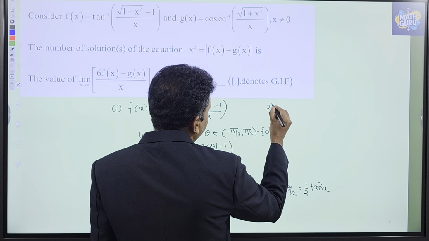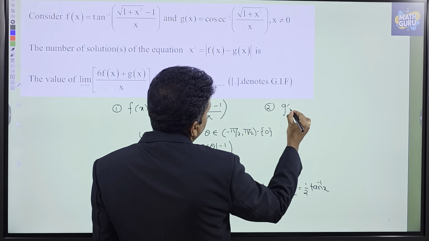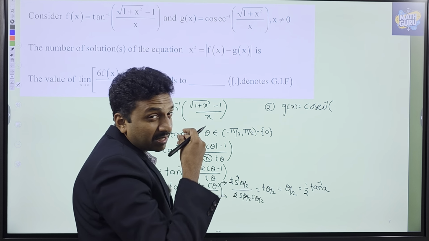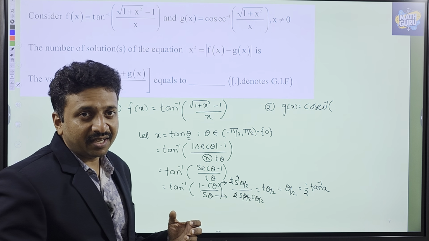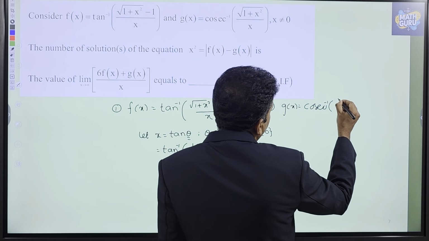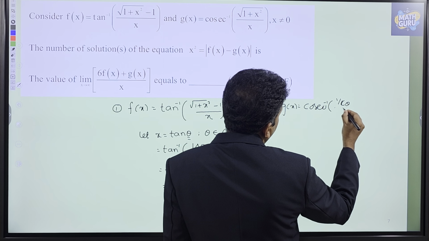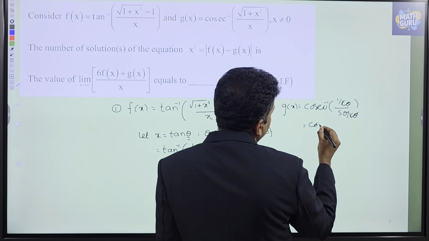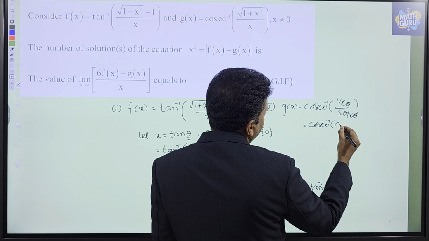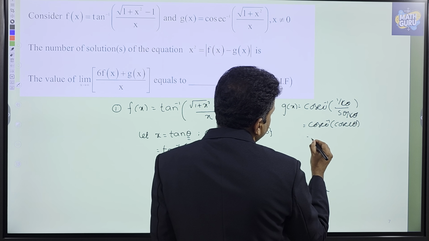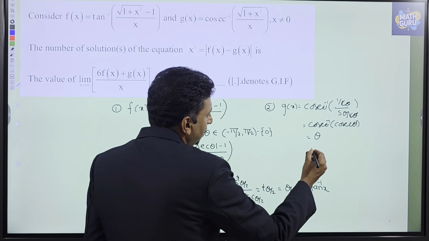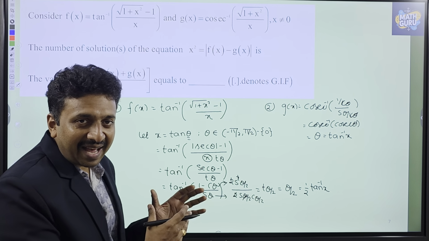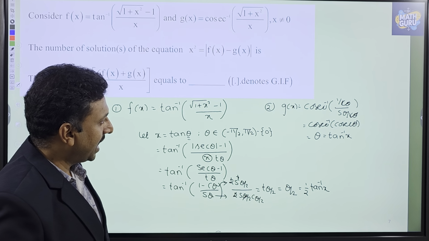Now second, we'll try to simplify g of x. g of x is equal to, I'll do the same substitution, cosecant inverse of root of 1 plus x square by x, where root of 1 plus x square is again mod secant theta, which is again secant theta. So 1 by cos theta divided by sin theta by cos theta. So cosecant inverse of 1 by sin theta is cosecant inverse of cosecant theta, which is equal to theta, which is equal to tan inverse x. So f of x is half tan inverse x, g of x is tan inverse x.